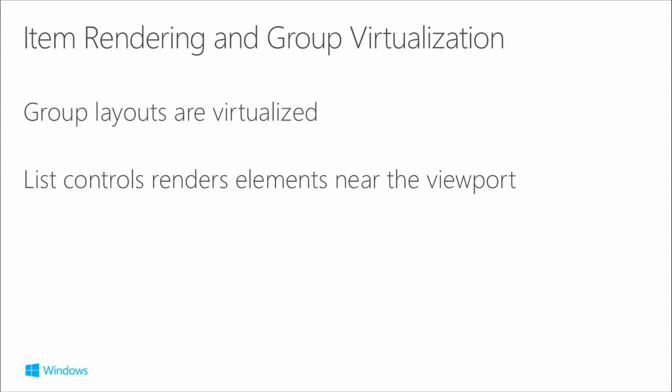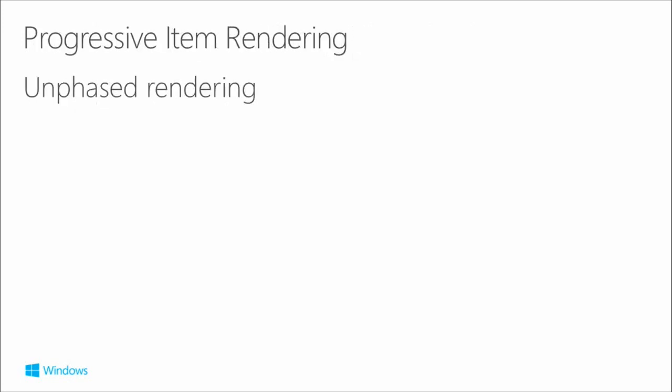When we do item rendering group visualization, our group layouts are virtualized. And so the control already knows how big each group needs to be, even if it hasn't rendered all the items inside of that group. The list control renders elements not necessarily in the viewport, but near the viewport. So there's a certain buffer above and below the items that we can see where those items have also been rendered in anticipation of the user scrolling down or up to them.